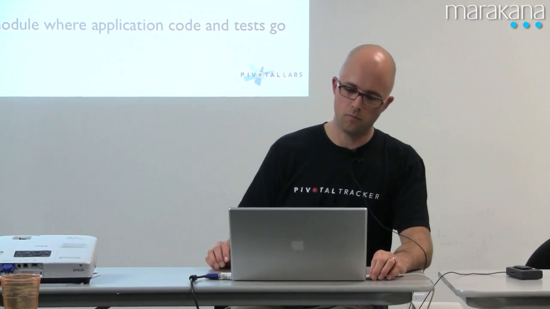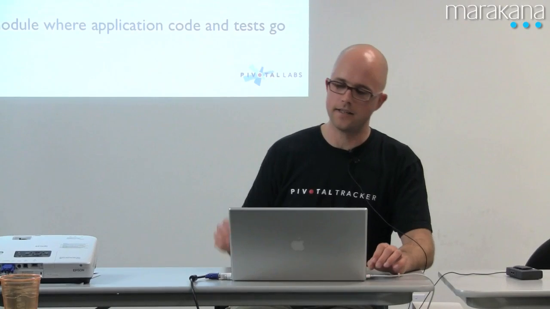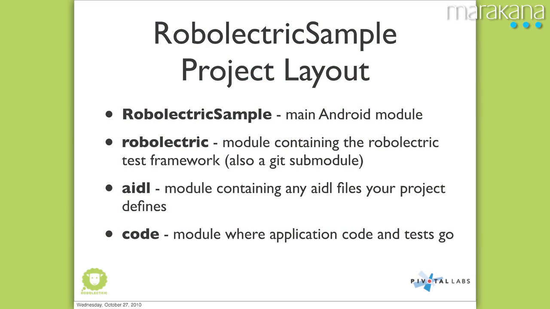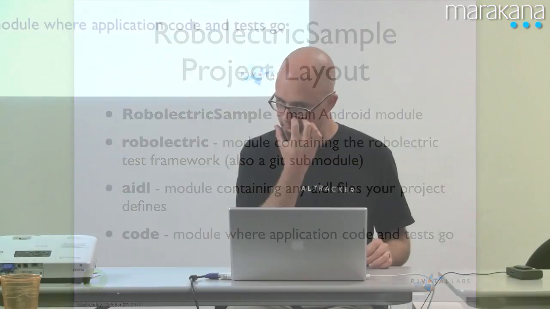So if you're familiar with IntelliJ, IntelliJ has this notion of modules, and they're kind of like little mini library project artifacts. And the Robolectric sample is the main Android module. So IntelliJ knows this as an Android project, and it knows that if you edit the XML files, it needs to regenerate these Java files, and so forth.